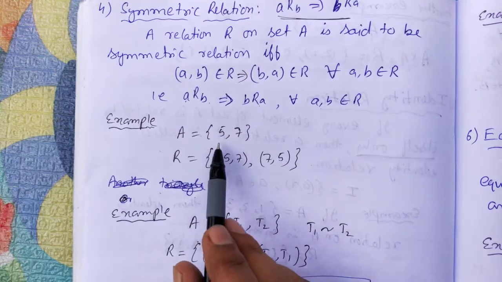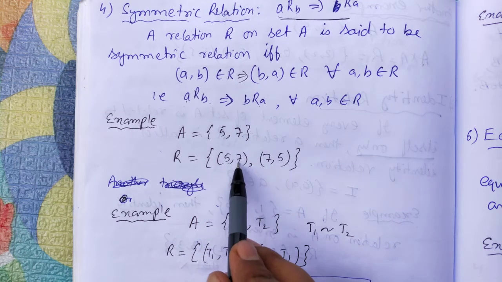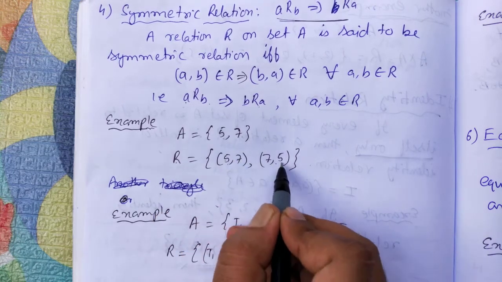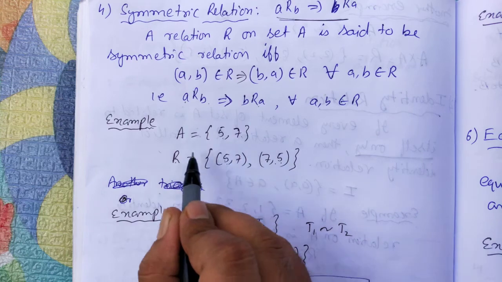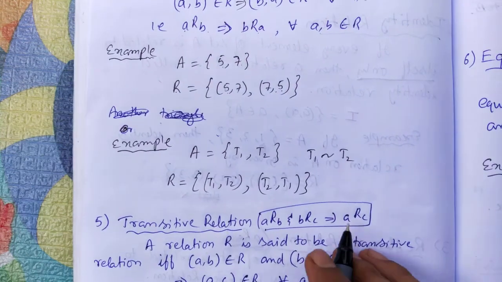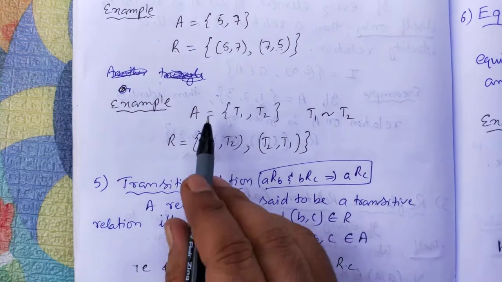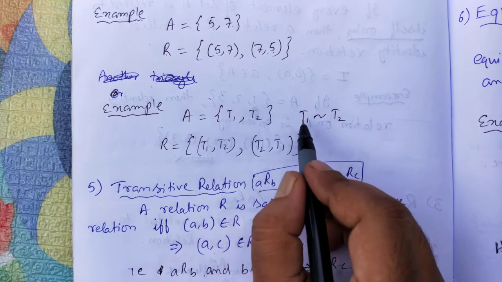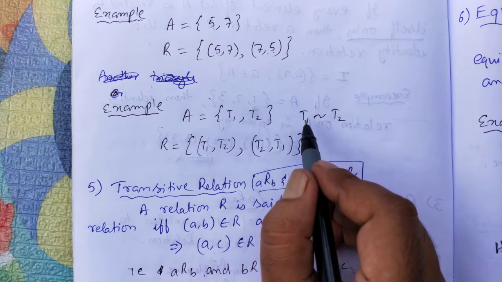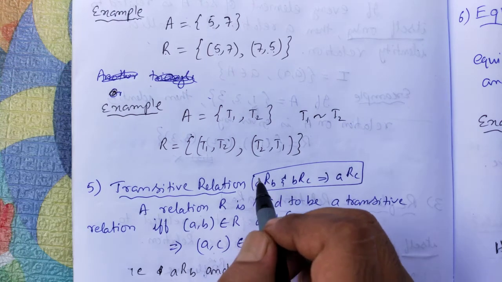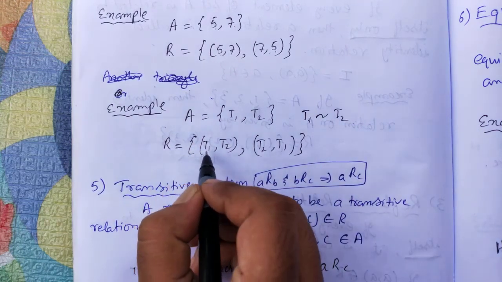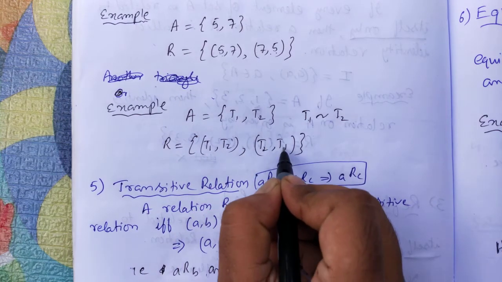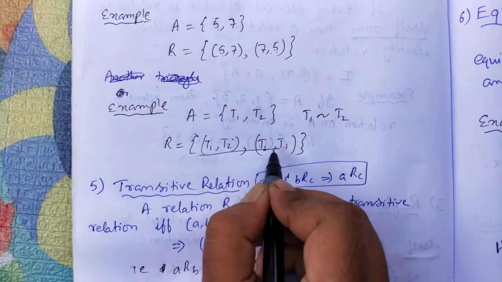Now in this set, you can see that R has (5,7) and (7,5). So in the relation R, I have (5,7) also, and (7,5) also. That means this relation is symmetric. I'll give another example also. Suppose T1 and T2 are triangles, and the condition given for the relation is that triangle 1 is similar to triangle 2. So we get the relation R. If triangle 1 is similar to triangle 2, obviously triangle 2 will also be similar to triangle 1. That means this relation is symmetric.